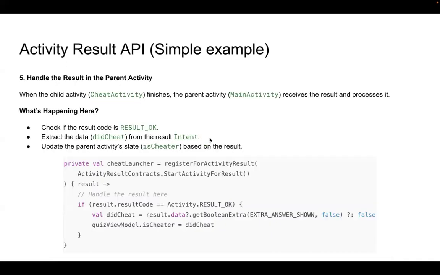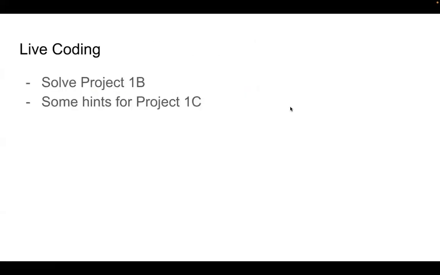And then the last thing is, which we've already talked about. So we've already talked about this. This is going to get the result okay. And then it's going to also get the data, extra answer shown. And then the quiz view model is going to have if that person cheated or not, right? So that's all I'm going to talk about.